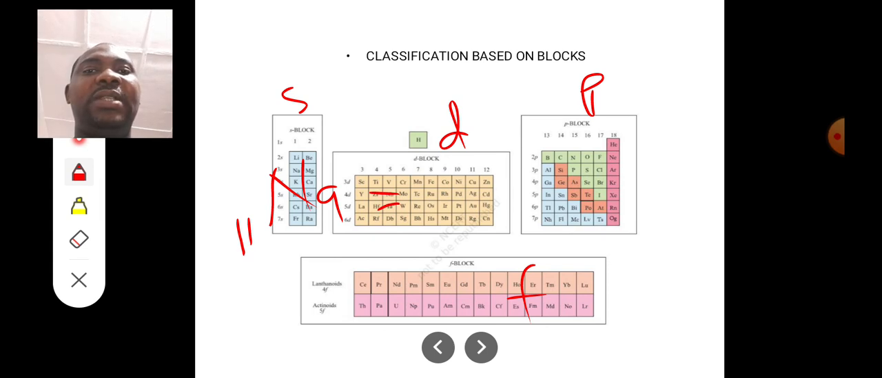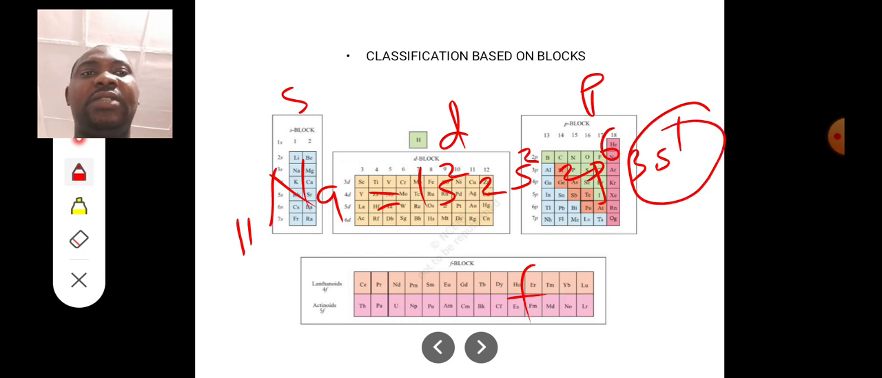But let's see why it is called an S block element. Sodium has 11 electrons. The configuration is 1s2, 2s2, 2p6, and 3s1. Have you noticed that the configuration ends with an S orbital, making sodium an S block element? But once you know your group 1 and group 2 elements, you don't need to write the configuration to know that the element is an S block element.